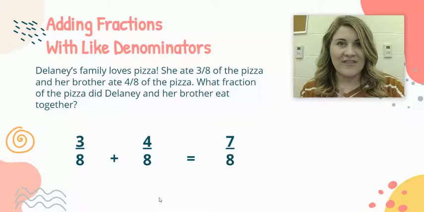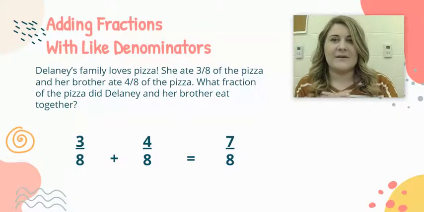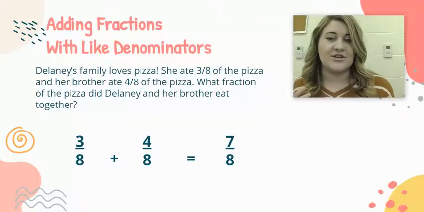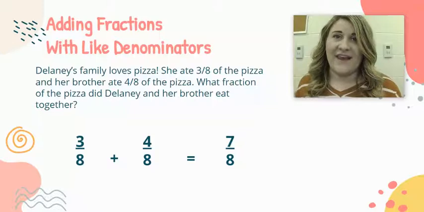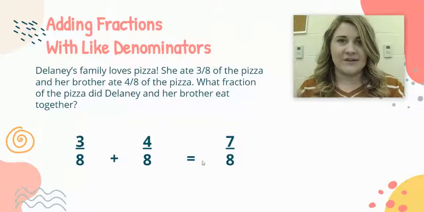Remember, we do not add the denominator together because we are not getting 16 pieces here. There's only 8 pieces total, and there can't be any more. So we're not adding the bottom together. We're just trying to figure out how much of the top number that they ate together. So that's our numerator. We add the numerators together. 3 plus 4 equals 7. The 8s all stay the same.